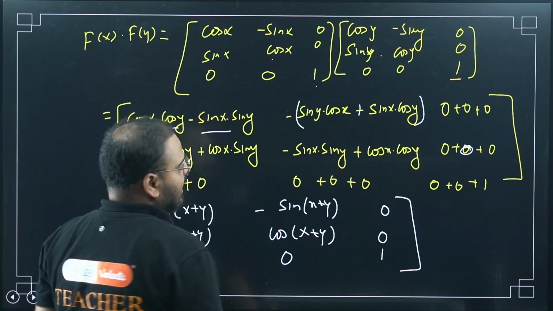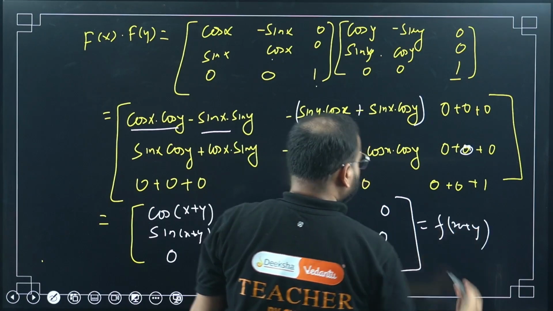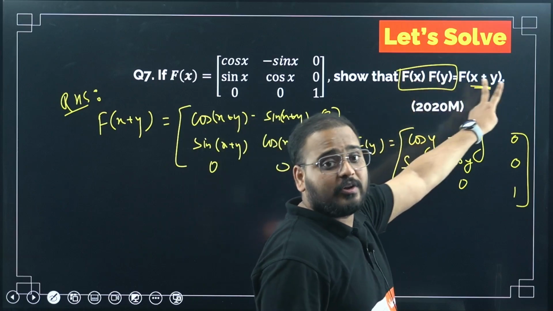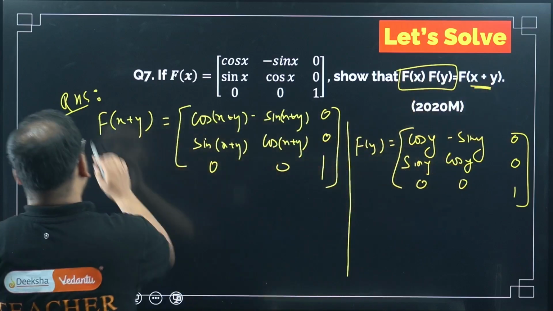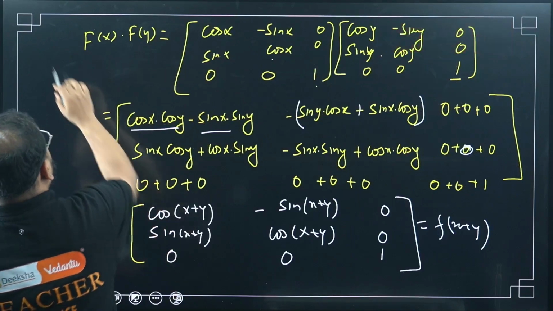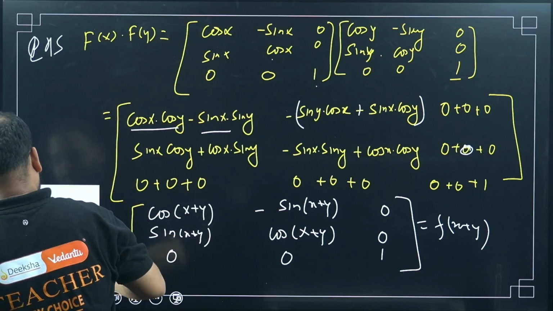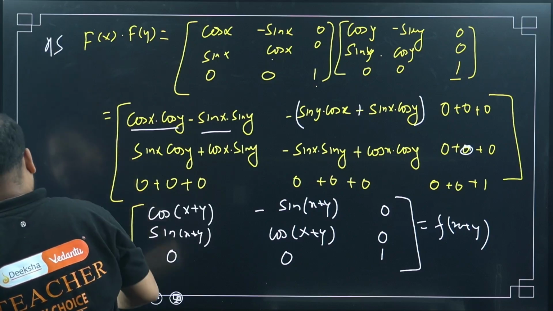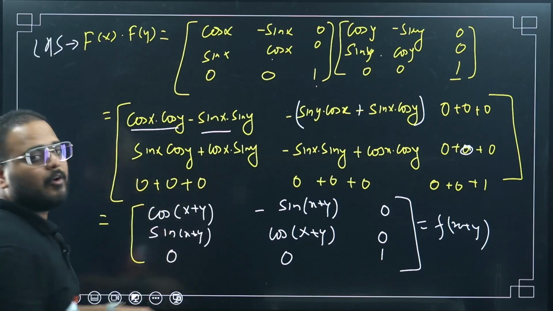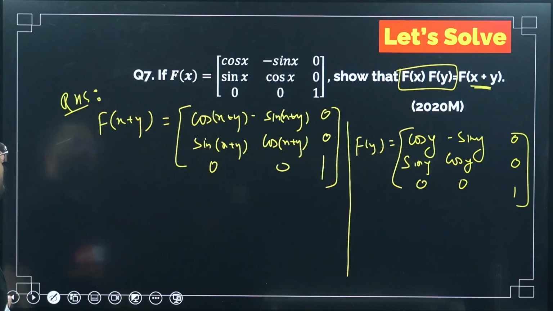So what did I prove? I proved this to be equal to f of x plus y, right? This is what we have to prove, no? We have to prove that if you multiply f(x) and f(y), you will reach this point. This is my RHS, and this is my LHS. I got LHS equals RHS, so verified, simple. Have a look if it's visible.